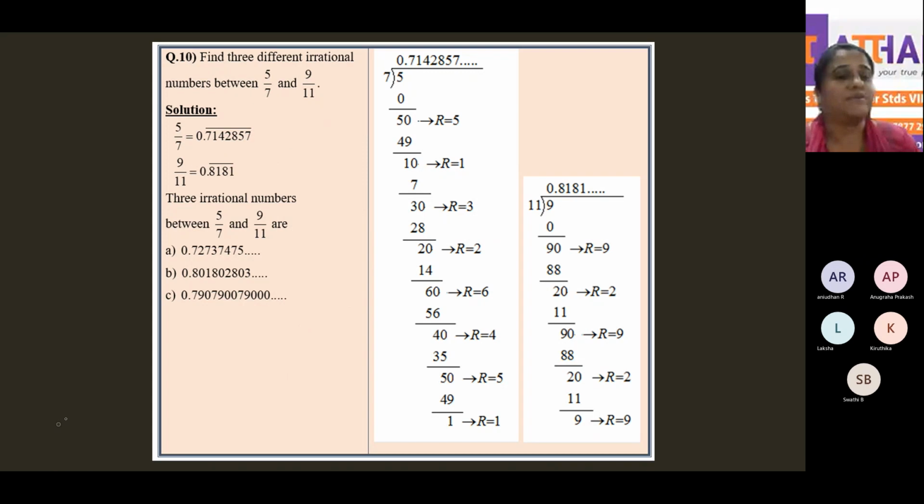Okay, so the first step is to find the decimal expansion of 5 by 7 and 9 by 11. So we found that. Now it is something like this one is 0.71 and this one is 0.81. Can you see that? Since I have 2 digits here, I'm taking two digits here also. This is 0.71. Okay, this is 0.81.